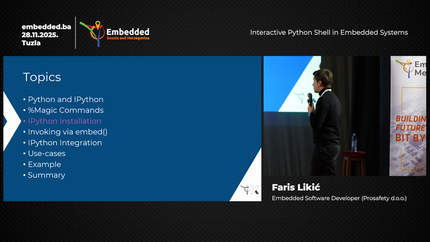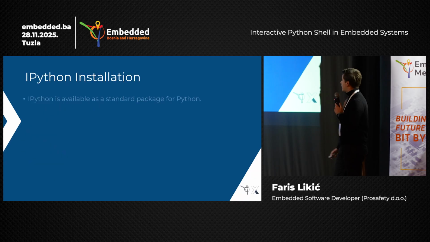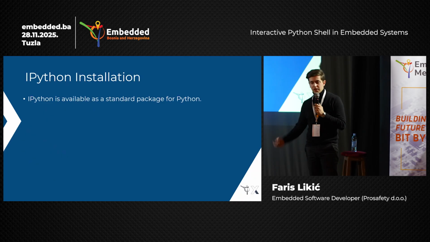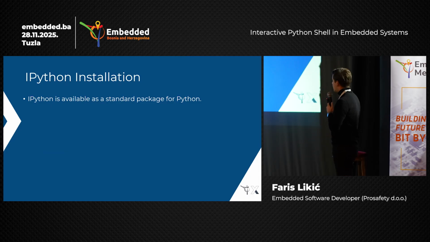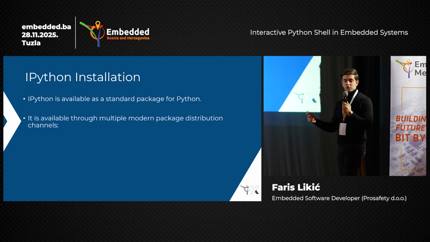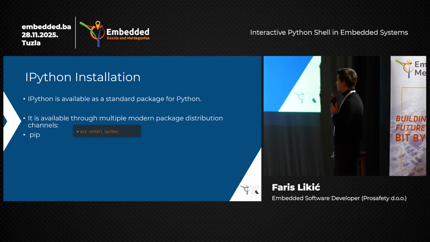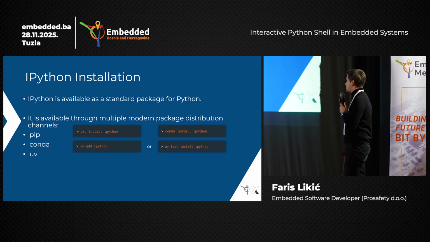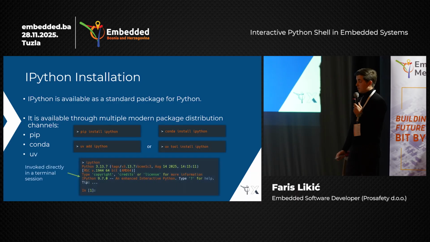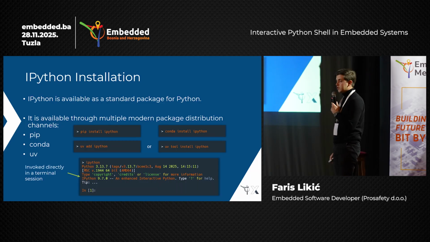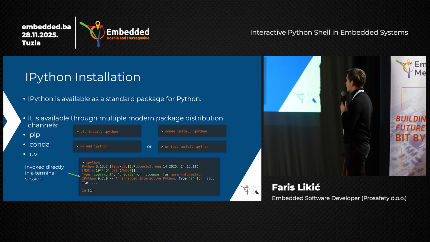Okay, how to install this interactive Python? Well, that's simple because it's a standard package, just like everything in Python is. And it can be installed through all the usual channels. So you can install it through pip, running the pip install command, or through conda, or through uv. And once you've installed it, you can basically open a terminal session, type IPython, and this is the output you're greeted with.